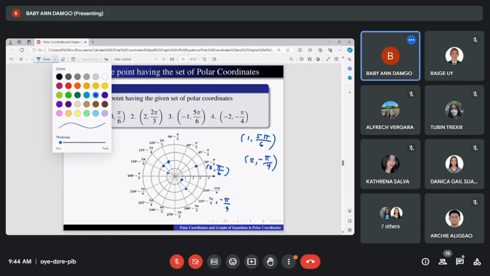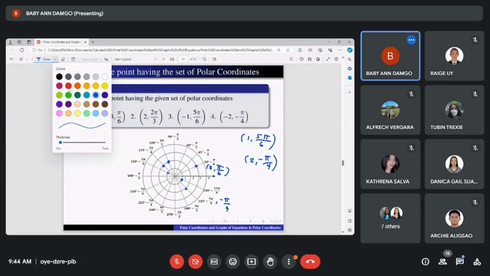Okay, so this is number 4. This is 1, pi over 6, and 2 pi over 3. This is here. This is number 2. Number 3, negative 1, 5 pi over 6. So this is number 3. And then the number 4, we have here 2.